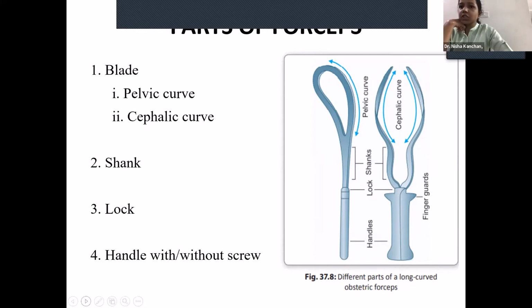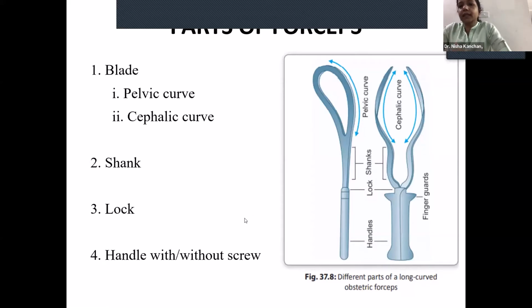Then there is a shank, and there are different types of locks called English lock and sliding lock, depending upon the type of forceps. Now the blades have an opening in them. These are called fenestrated blades, because of which there is less compression of the baby's head when you apply forceps. Sometimes these blades are solid, and there are some kinds of forceps called Tucker-McLean forceps, where there is no opening in the blade and it is completely metal. So they are non-fenestrated blades.